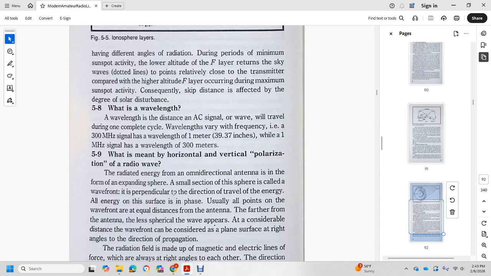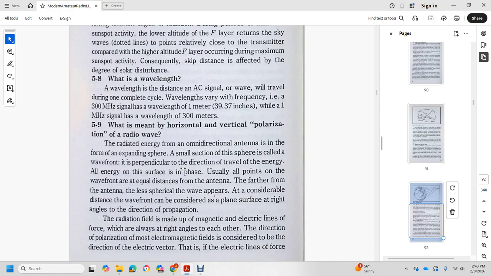What is wavelength? Wavelength is the distance an alternating current signal wave will travel during one complete cycle. A wavelength is related to frequency: a 300 megahertz signal has a wavelength of 1 meter, while a 1 megahertz signal has a wavelength of 300 meters.